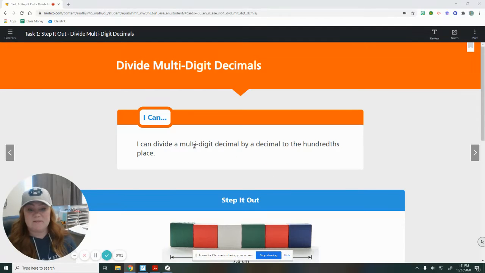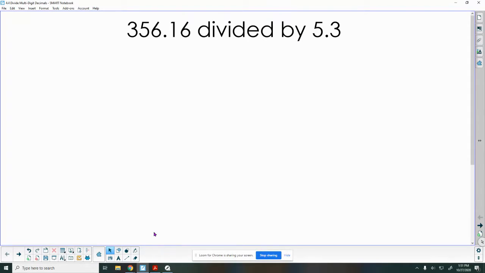We are going to be dividing multi-digit decimals by other decimals, all the way to the hundredths place if we need to. So taking a decimal and dividing it by another decimal. We did whole numbers yesterday, and it's the same process. There's just one other step we're going to do first. Let's take a look at that.